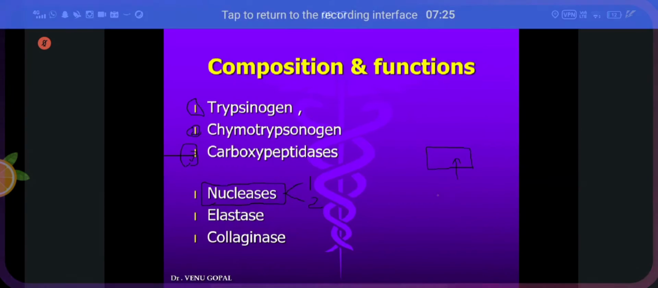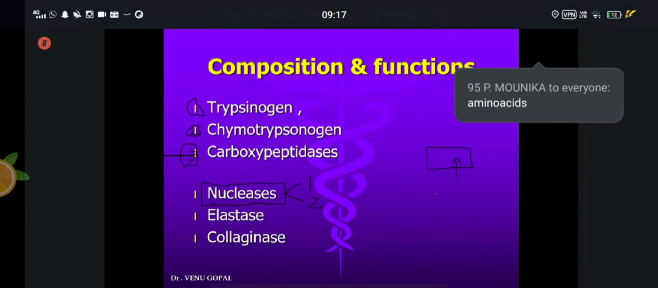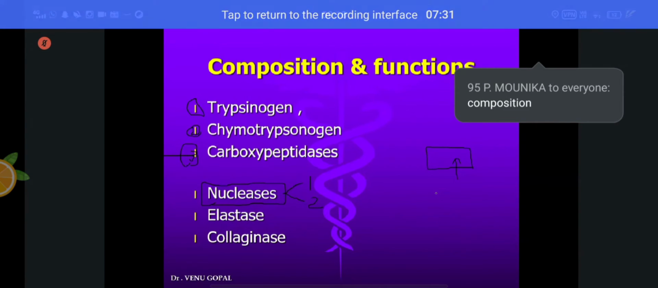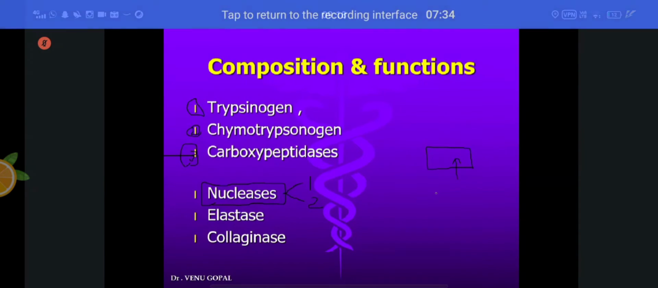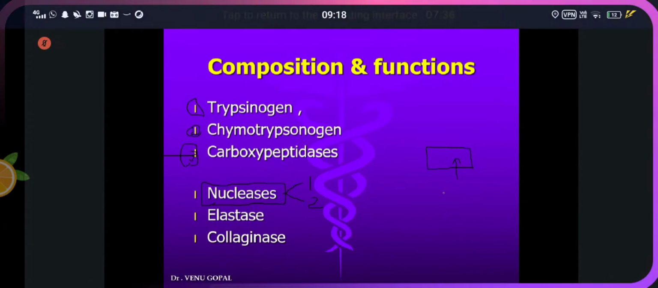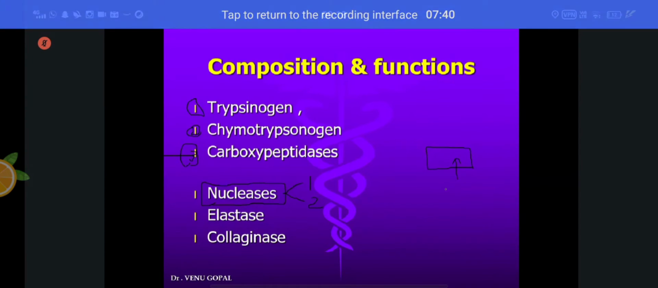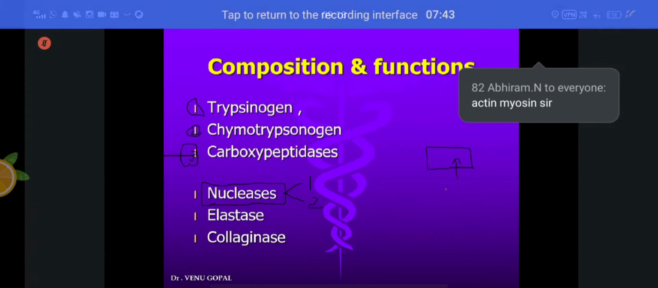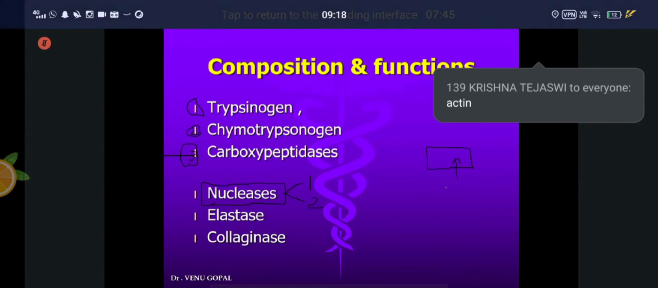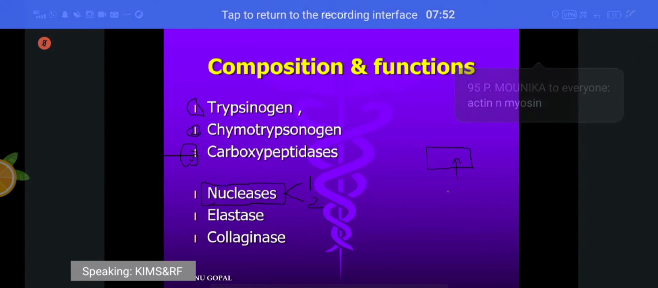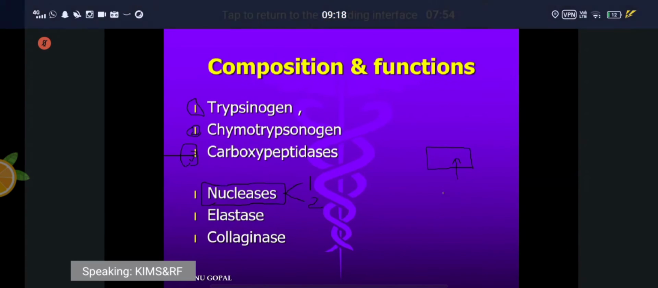Protein means what protein exactly? In the muscle? Muscle protein. What is muscle contraction? Can you recollect? What are those proteins which form the sliding filament theory and all? Actin and myosin, very good. So ultimately, protein is, for example, this is one muscle cell.